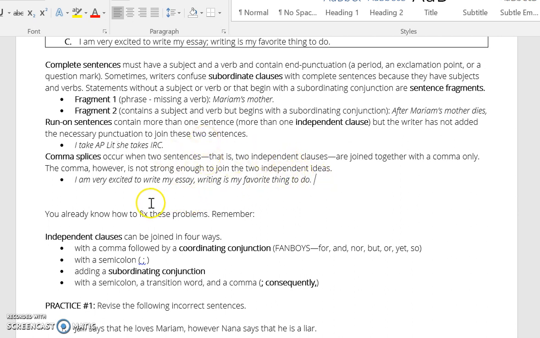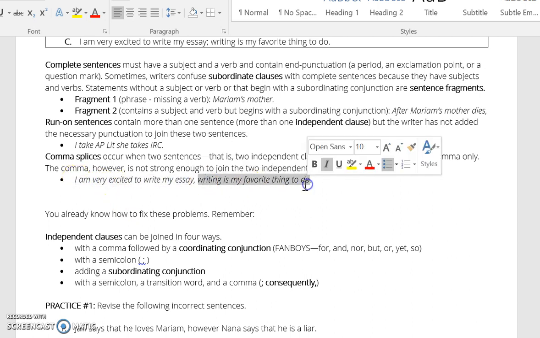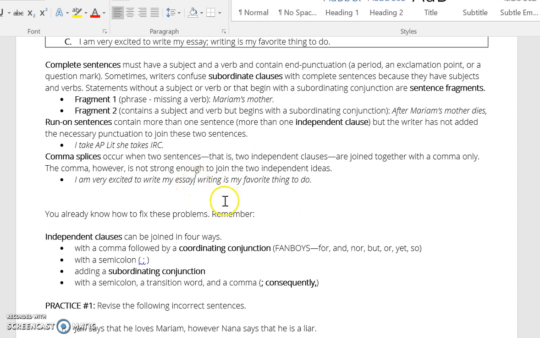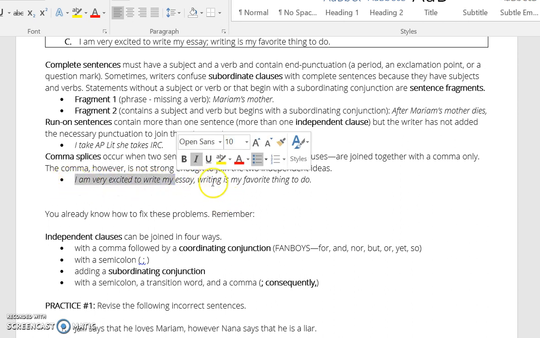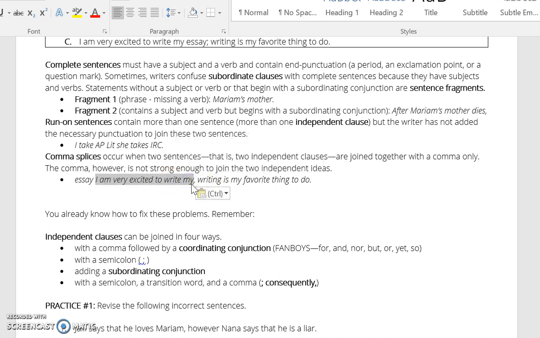Sometimes students recognize that we have 2 different clauses, but rather than joining them correctly, they just put a comma. So I am very excited to write my essay is our independent clause. Our second independent clause is writing is my favorite thing to do. You cannot just connect these with a comma. You need to do a comma and a conjunction or a semicolon or any of these other things. I have a visual to explain this to you. So give me 1 second and then I'll be back with a new screen.